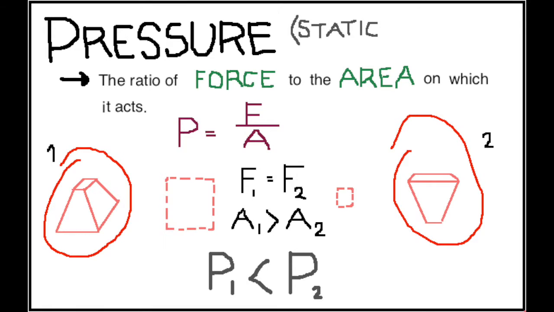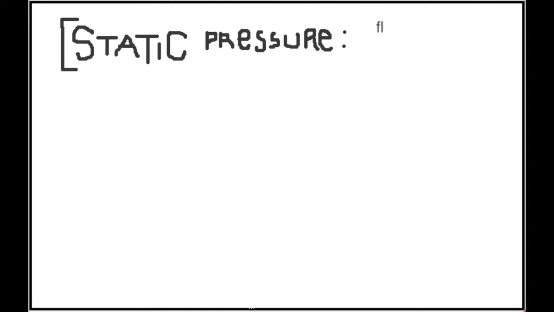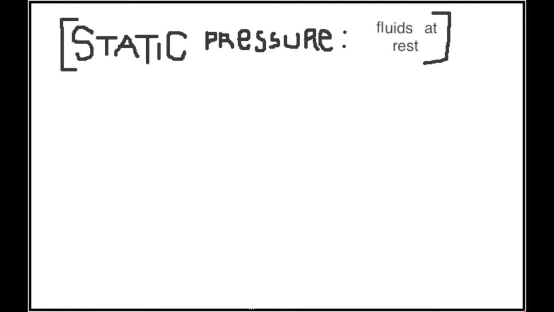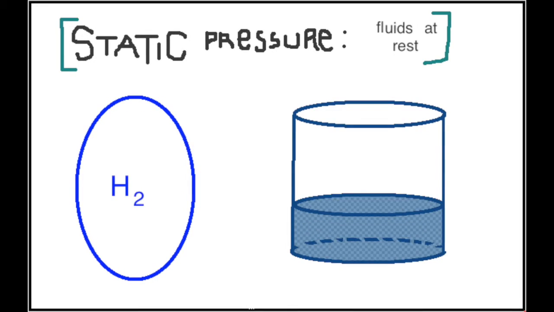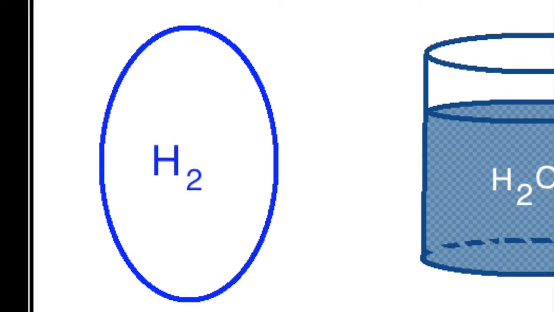Static pressure, which is what we're looking at specifically, is simply the pressure of fluids that are at rest. Some examples of fluids that exert static pressure are this tank of hydrogen gas or this tank of water. So what affects static pressure? Let's look at the tank of hydrogen first.